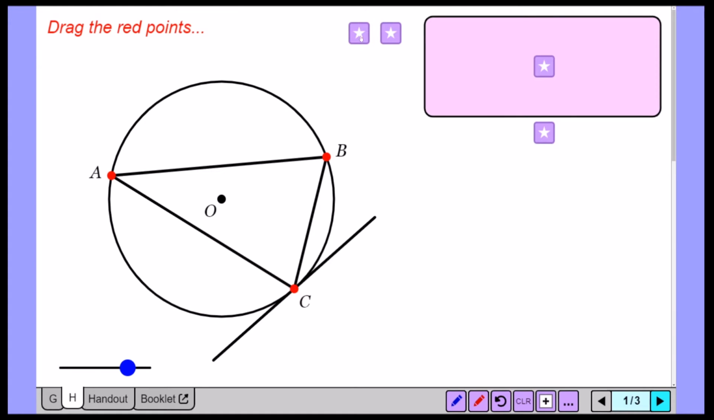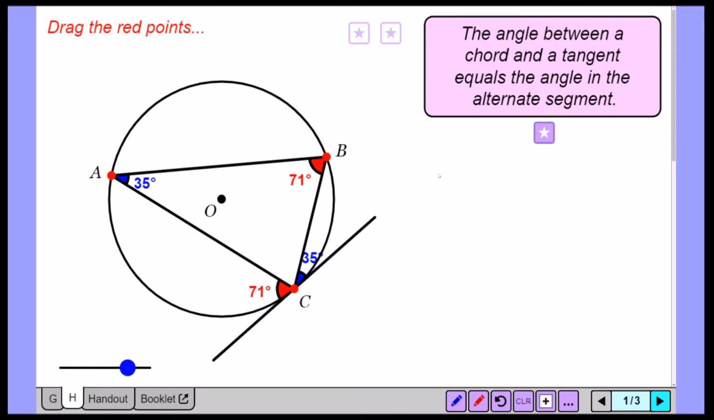What we should have spotted is that these two angles here are equal, and also these two angles here. What we can say is that the angle between a chord and a tangent equals the angle in the alternate segment. This is where the alternate segment theorem name comes from. Again, you'll see that this holds true even when I move the points.